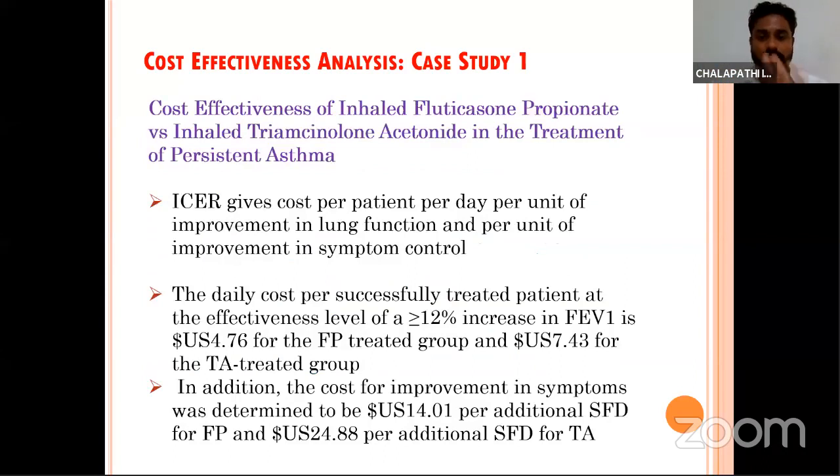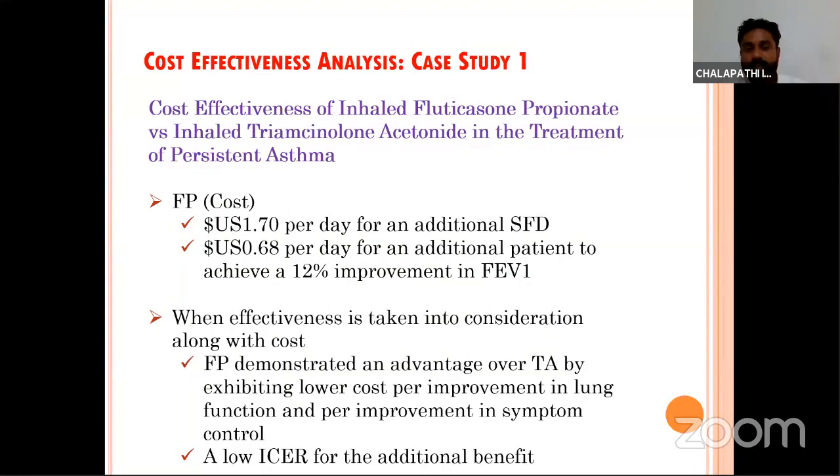So finally, the interpretation of that particular treatment study was like this. ICER gives cost per patient per day per unit of improvement in lung function and per unit improvement in symptom control. As I said, two outcomes: lung function in terms of FEV1 and symptom control in terms of SFD. And what they calculated, daily cost per successfully treated patient at the effectiveness level of 12% increase in FEV1 was $4 for FP and $7 for TA group. Similarly, to get an additional 1 symptom free day, 14 rupees and 24 rupees.